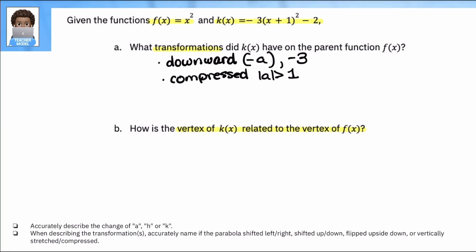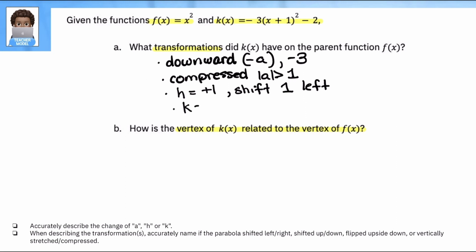Let's see what else we have. So we have our h, our h is a positive 1. So that means we're going to shift 1 to the left. And our k is equal to -2, so we're going to shift 2 down. So look at all the things that actually happen. It's flipped downwards, it's compressed, it's made a shift to the left and down. So there are 4 transformations that happened here. So check those off, and we're going to take a look at them in just a moment.